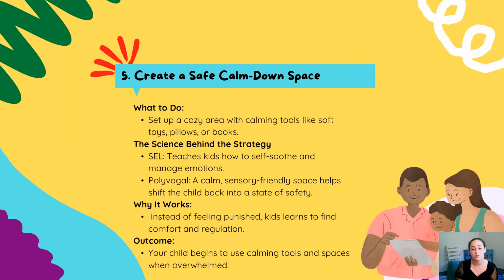It can also be helpful to have a safe calm down space. So have a spot in your home where your child can go when they're overwhelmed. Not as a punishment, and using it as a punishment will defeat the purpose, but as a place to feel safe. So stock it with things that they find soothing. So a stuffed animal, a soft blanket, or a picture book.